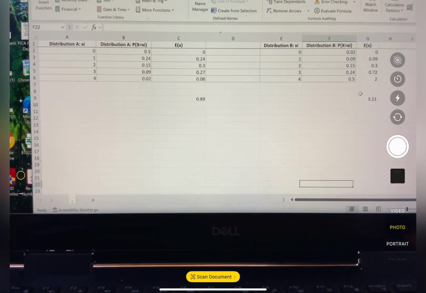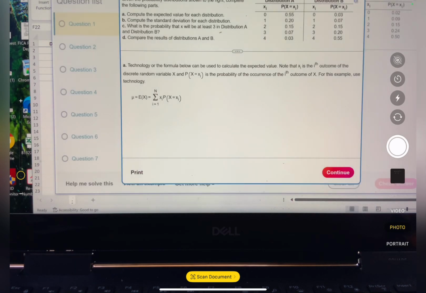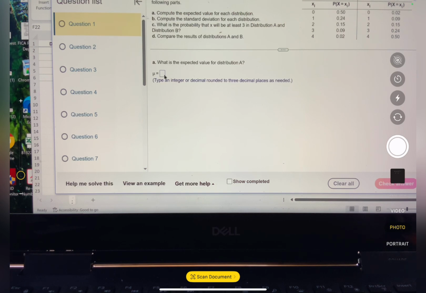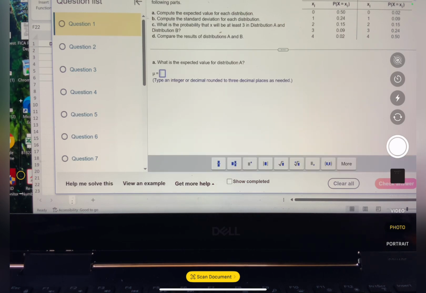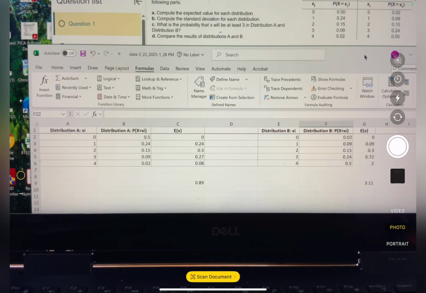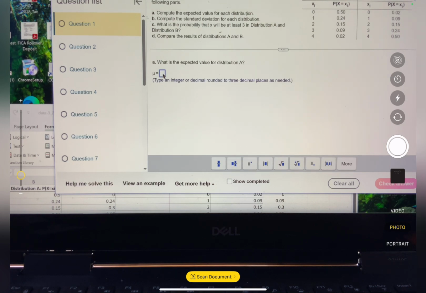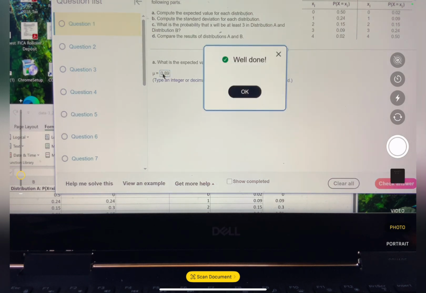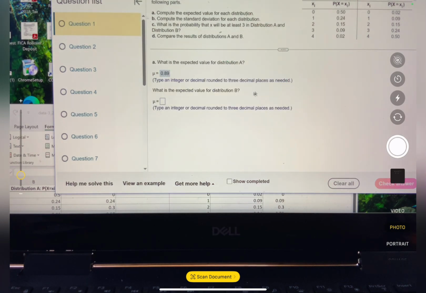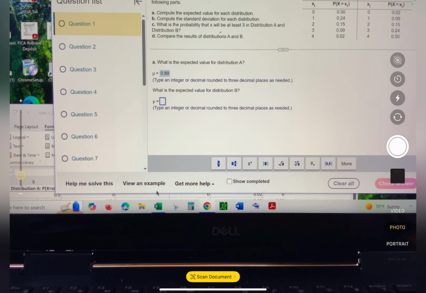So next, we have 0.89, and here we have 3.11. Let's put 0.89. Did I copy the right one? Okay, 0.89, here is mu. It's asking for the expected value for distribution A, 0.89. Expected value, that's the average we told you. But I should have opened it. Okay, from the next question I'll open it. Now I can't open answers because it will change all numbers. And this one, how much did we get here?